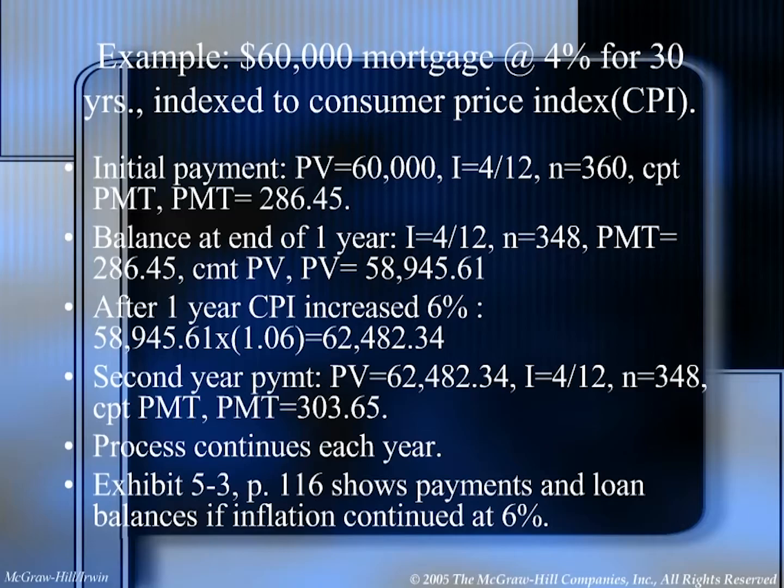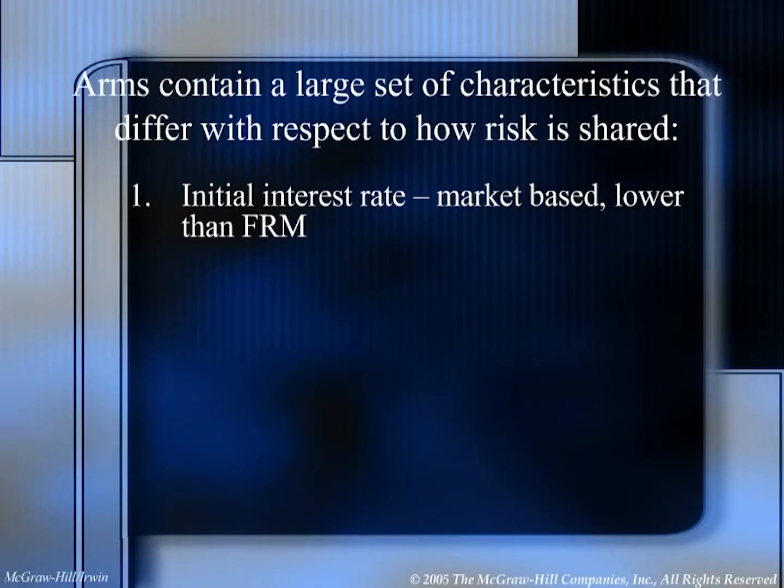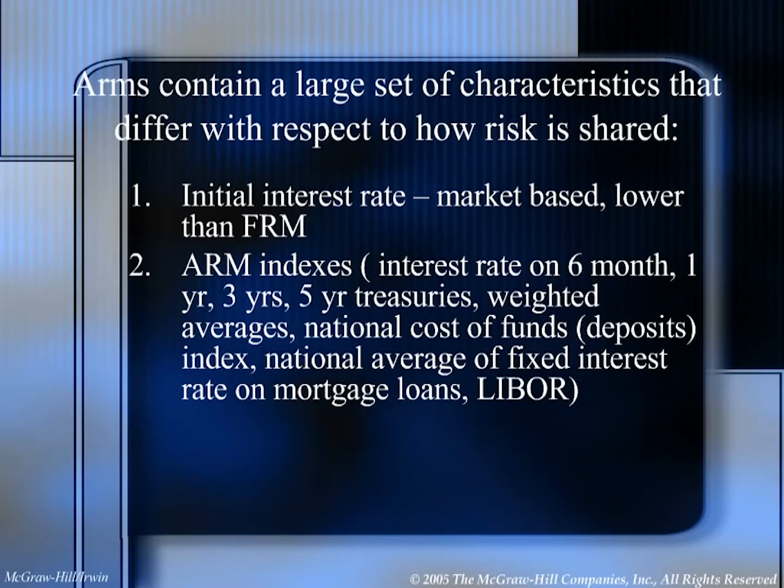Adjustable rate mortgages have a large set of characteristics. So far we've only talked about how often they adjust, but many of these characteristics are how we can share the risk. So let's look at some of them. Okay, the initial rate. First of all, is it going to be lower than the fixed rate? And is it going to be based off the Treasury, LIBOR? It's going to be based off 6-month Treasury, 3-month Treasury. So what's the initial rate?